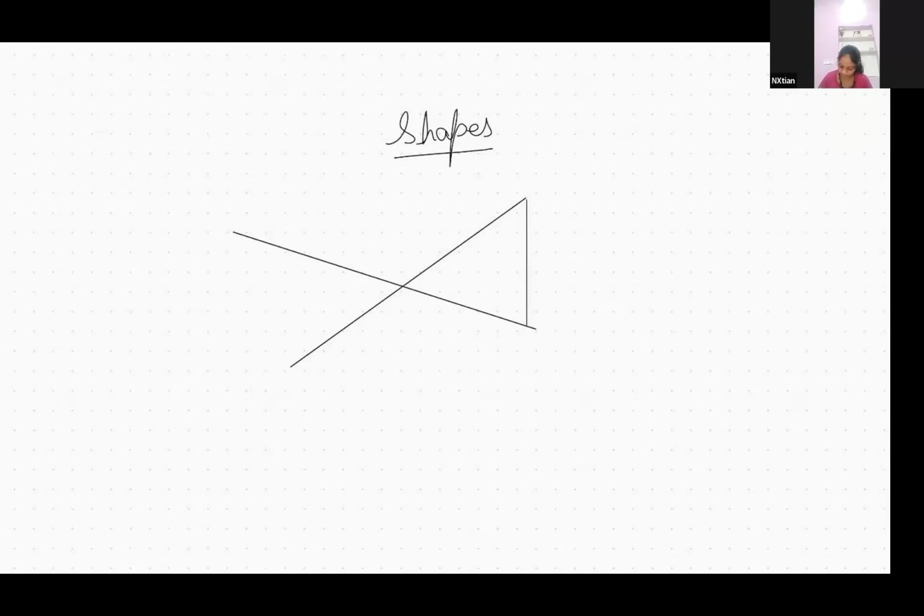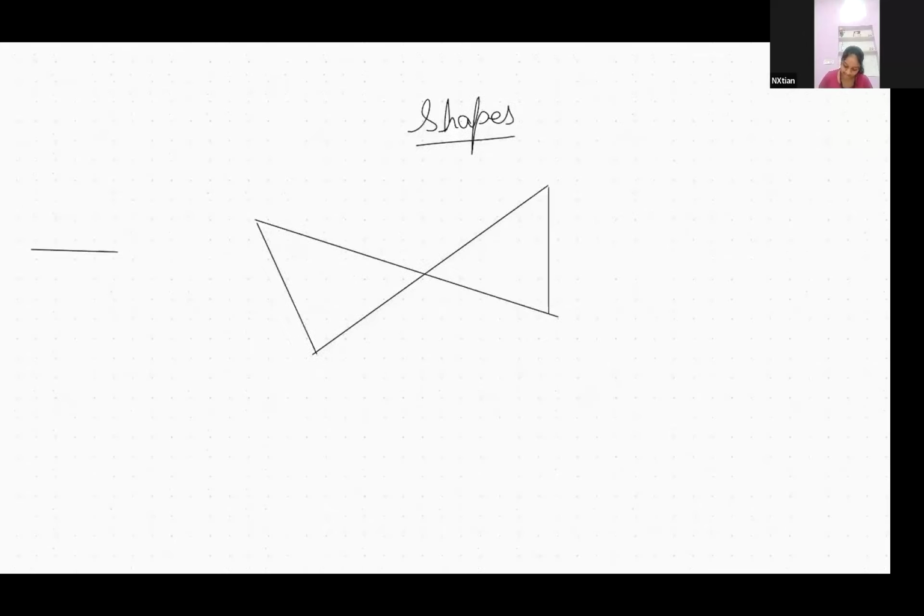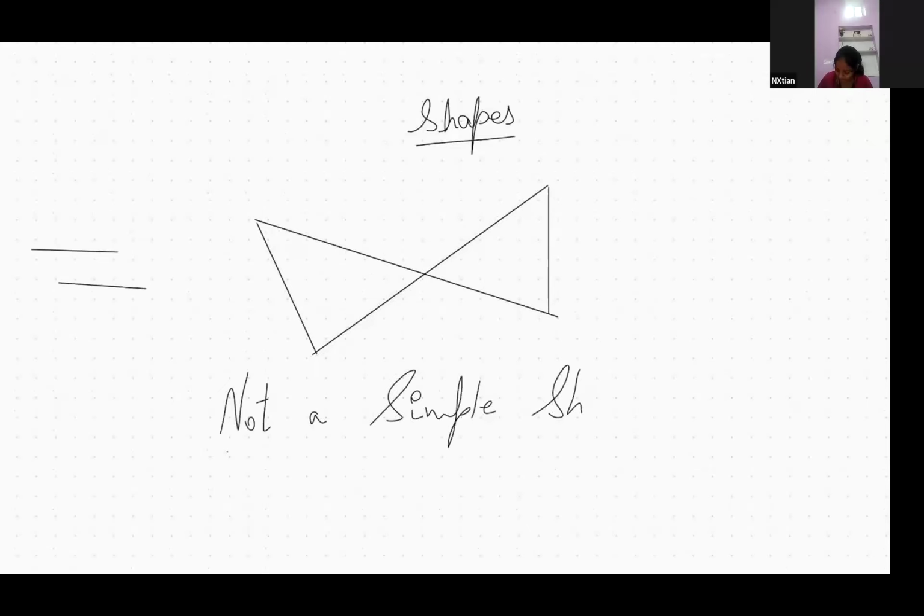So can you see this figure that I have made? Now what is this figure called? It will not be a simple shape. It is two figures joined together. Why is it not a simple shape? And what are simple shapes? Suppose I'm having one shape. Let's take this one.